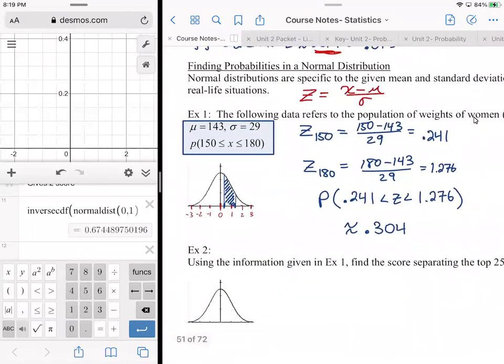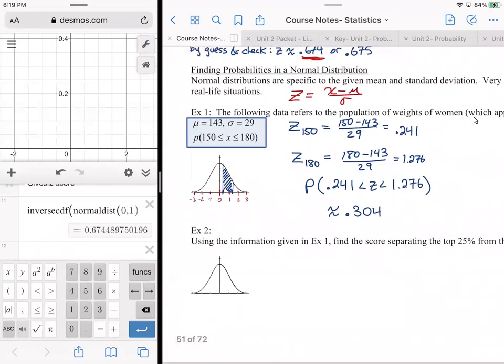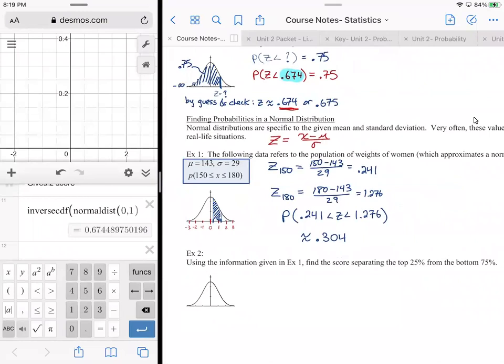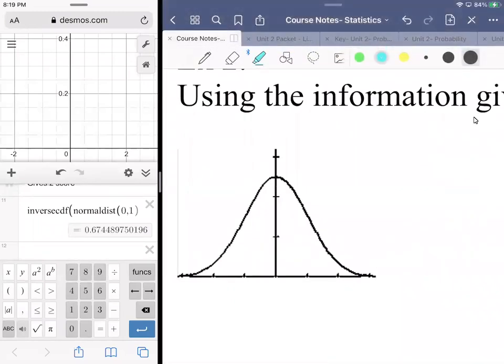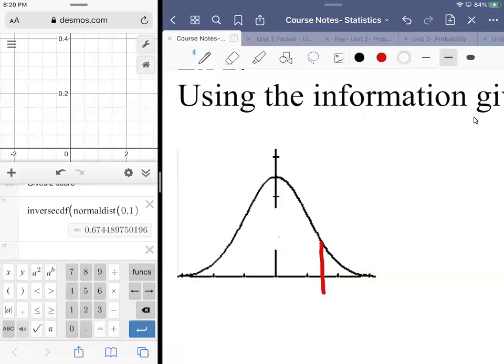All right. Then this was the question that I didn't like, but for part 2, question number 2, it says find the score separating the top 25% from the bottom 75%. There's a couple layers to this. So if I mark off where I think 25% on the high end is separated from 75% on the low end. So here's 0.75. Let me get a white marker out here. All right, so this part of it would be 0.75 or 75%, however you want to think of it.